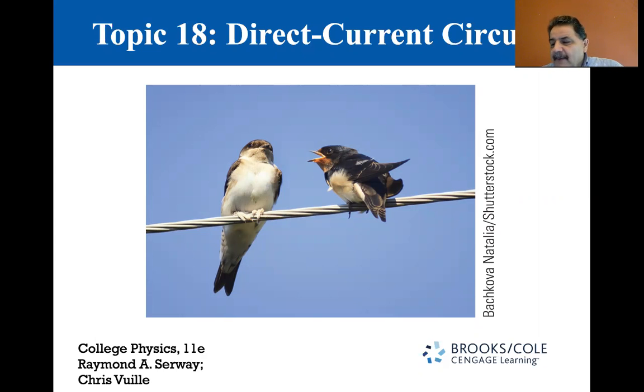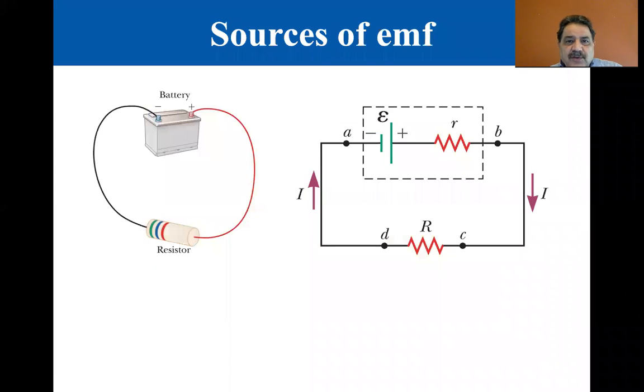call it EMF. And we're going to talk about sources of EMF, and you can see they show a battery here. They show an artist's rendition of a battery. Well, that looks like a car battery, not like a C-cell or D-cell battery, connected to a resistor. And so this is schematically what it's like. If you see the dashed line, you see that script E, that's going to be the symbol for EMF.